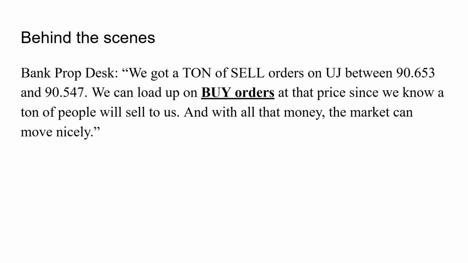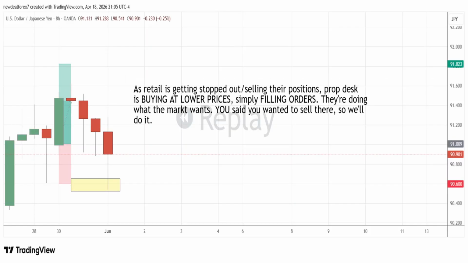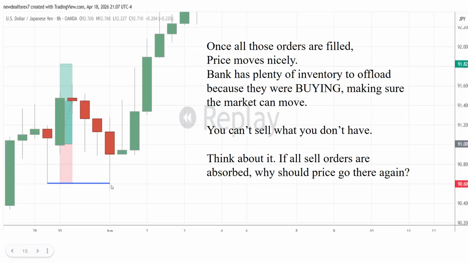That's all. So as well, the bank prop desk can see, look, we got a ton of sell orders down here at that level I just showed you. And we can load up on a ton of buy orders at that price because we know a ton of people will sell it to us. And with all that money, we can move the market nicely. So what are they going to do? Like I said, they're going to go ahead, just drive the price down, do their business, and then go on about their merry way, all the way up. That's it. Okay, so once those orders are filled, that's what's happening behind the scenes.